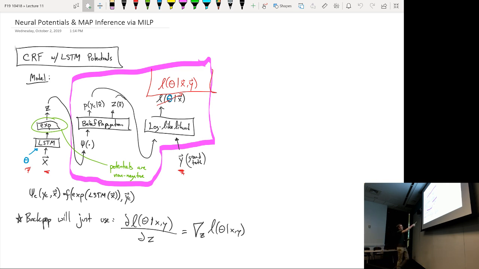So if we can come up with this, where z is not just one number, but a collection of numbers representing all the numbers that we need to define those potentials. And if we can get those derivatives with respect to z, then we don't really have to worry about the internals of exactly what belief propagation is doing. So what we can do instead is just write down the log likelihood of the ground truth.